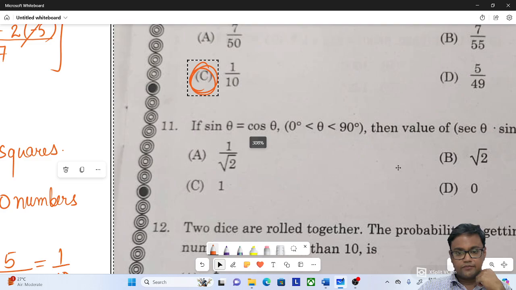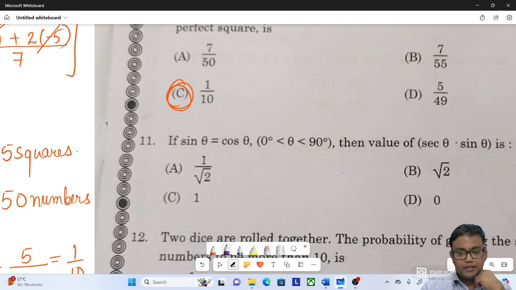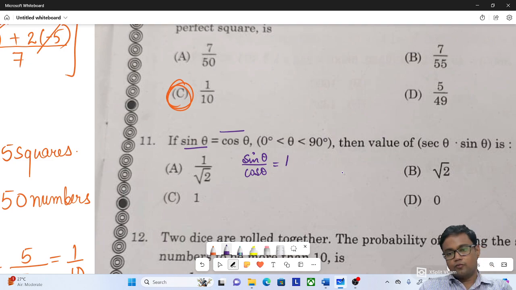Okay, now this is very simple, it can be done here only. Sin theta equals cos theta, it means that if I divide sin by cos, I am going to get 1, because the division of two equal quantities is 1, right? So tan theta is 1.